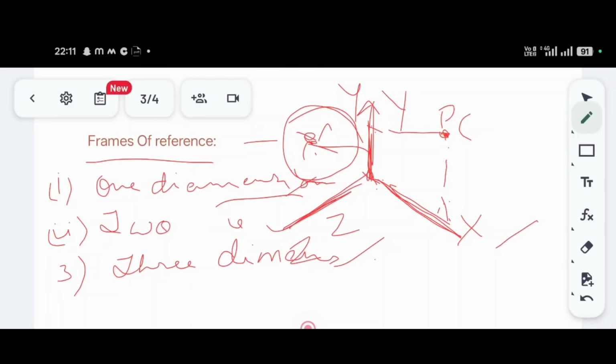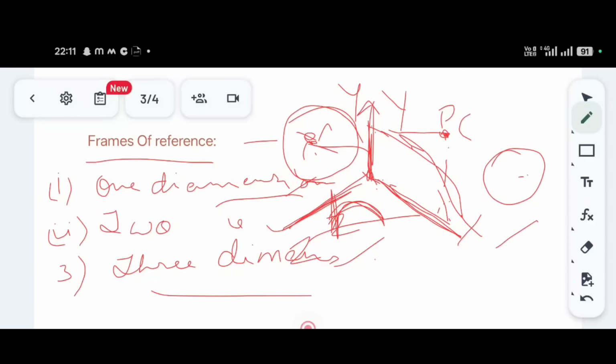If the body is in between any two frames of reference, for example a projectile motion, it has two dimensions. Circular motion has two dimensions. And three dimension is a body which is moving in space. For example, the flight of the bird, the aeroplane moving in the sky. Such examples are known as a three-dimensional frame of reference.